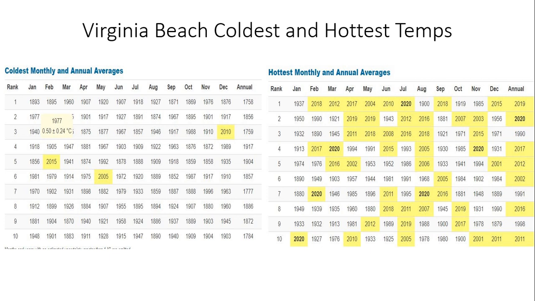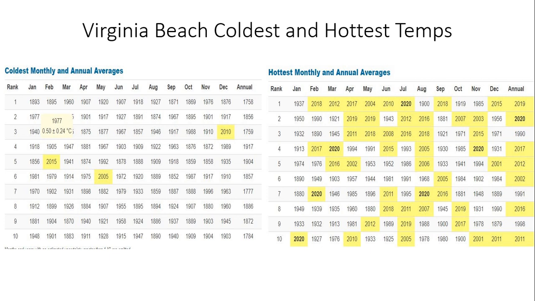Look at all the yellow shaded years on the right, including under the annual column. The number 1 warmest year in Virginia Beach was 2019. Number 2 warmest year, 2020. Number 4 warmest year, 2017. Number 5, 2012. 6th on the ranking is 2002. 8th on the ranking is 2016 for the warmest year in the Virginia Beach area. And number 10 is 2011.